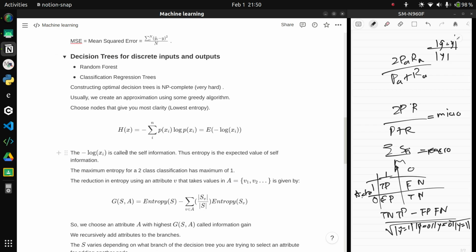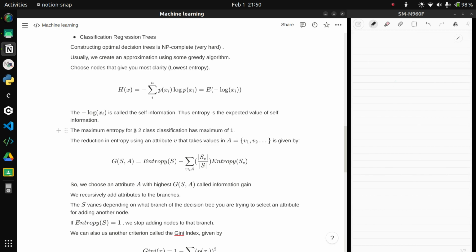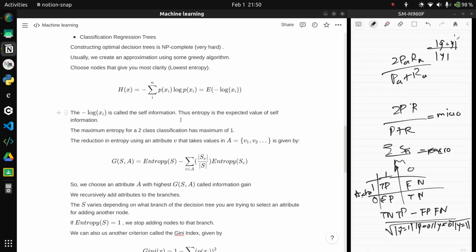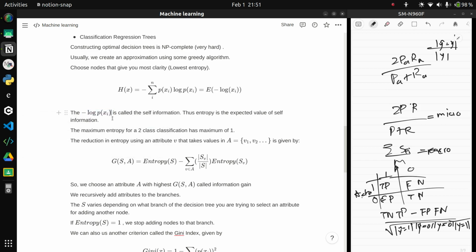Usually you create an approximation using some greedy algorithm, choosing nodes. This is the entropy formula. The entropy formula comes from this idea, but I'm not going to explain it, learn it on your own. Negative log p of xi is called the self-information. Thus the entropy is the expected value of the self-information. It's just log of this and then p of that. So xi is just a class, by the way.